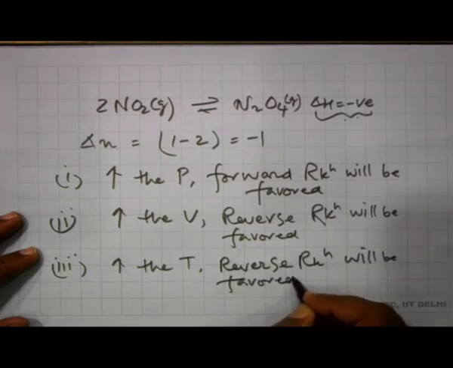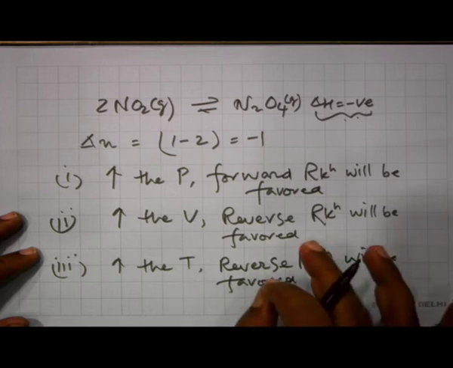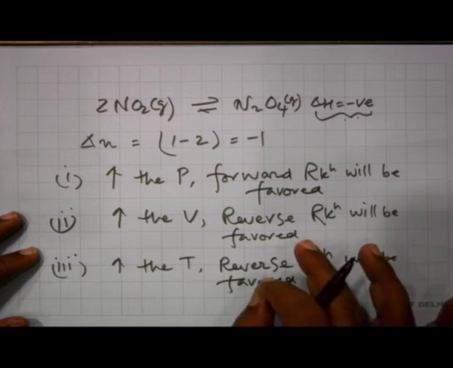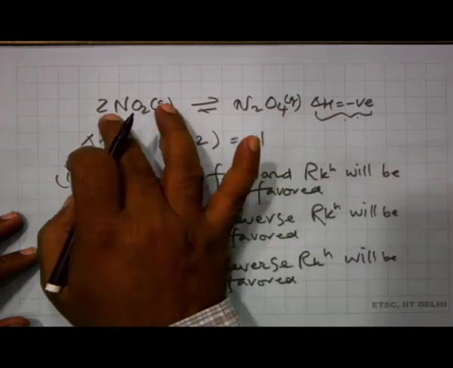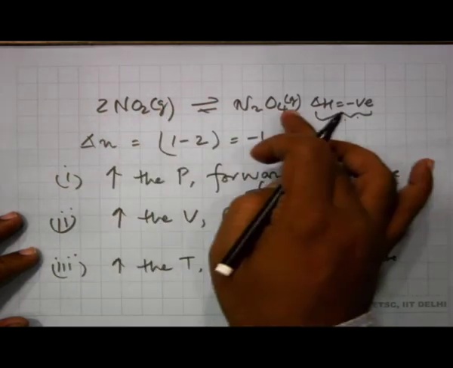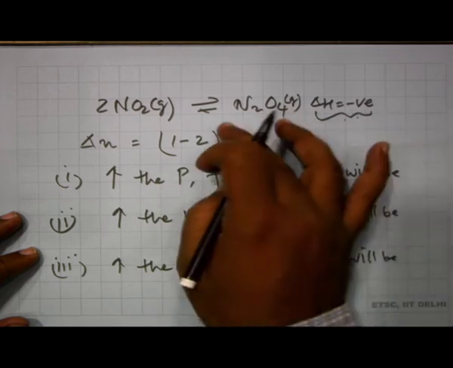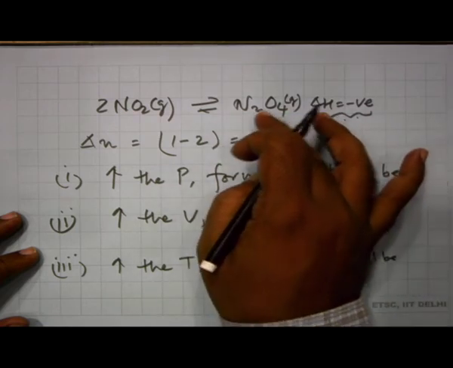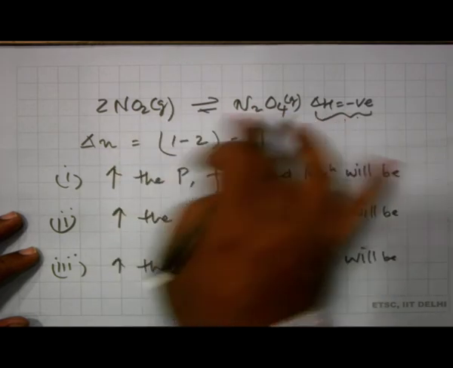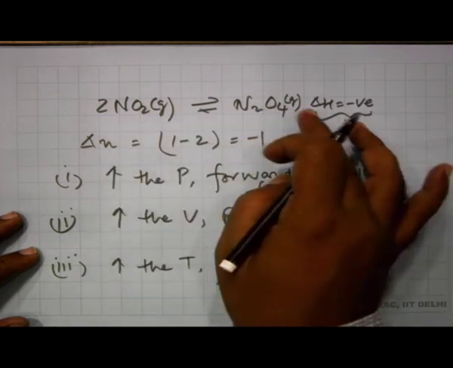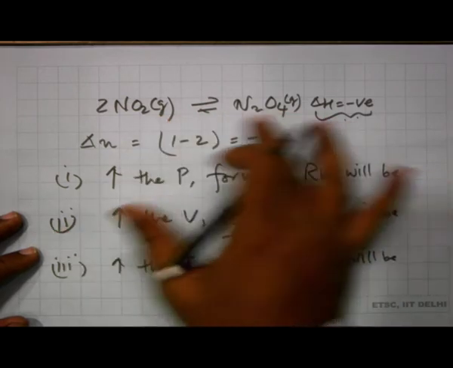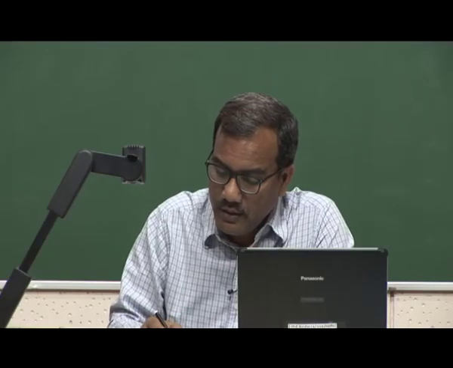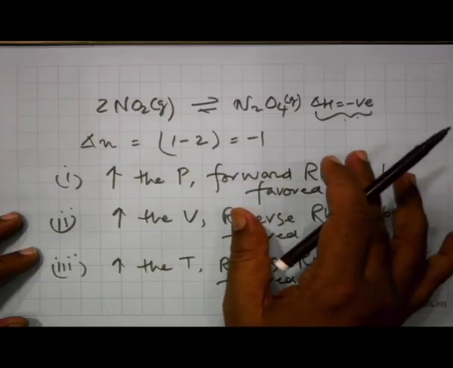Another way to remember is that increasing the temperature will shift the reaction toward that side in which heat is absorbed. So, if I take the reverse reaction, in this case your delta H will be positive, or heat will be absorbed. So, dissociation of N2O4 is an endothermic reaction, and so with increase in temperature the reverse reaction, this dissociation, will be favored.